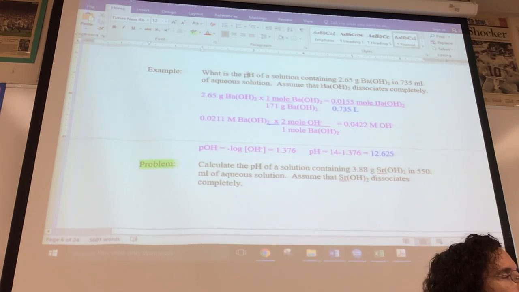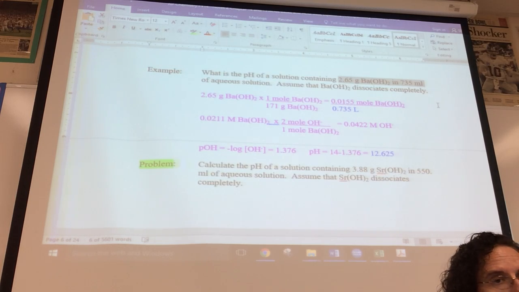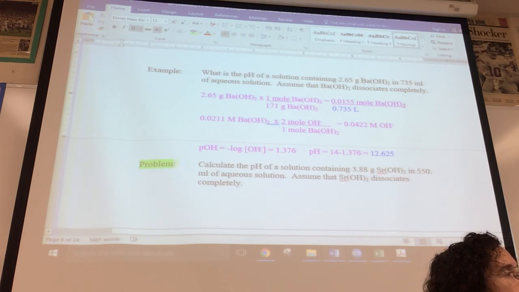So we want to know the pH. That's what we're looking for. We're given the mass and volume of a base. So if you're given a base, you're going to have to go after the hydroxide ion concentration initially. And just to make this problem a little trickier, you've got a group 2 hydroxide, so you've got that 1 to 2 mole ratio of base to hydroxide ion. So the first thing you're going to do is get the molarity of the base. You'll convert the mass to moles, you'll divide by the volume, and now you've got the concentration of the base.